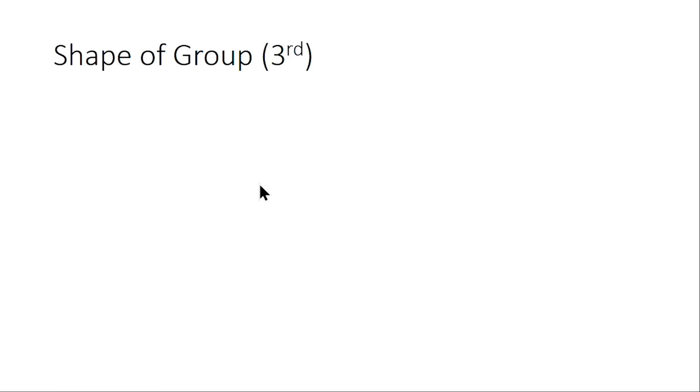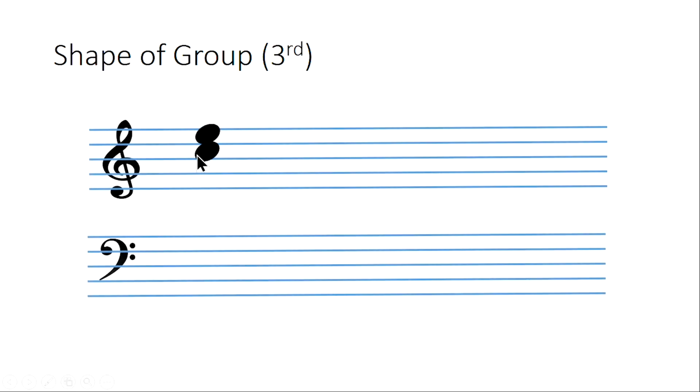Now, how about the third? The third is like they sit together and stack on top of each other, like a snowman. If you see a snowman type of shape, this is a third. So here this is C and this is E, because it's a third. Here this is F, this is A. And this is C and this is E. And this is G, this is B. So that's the third.